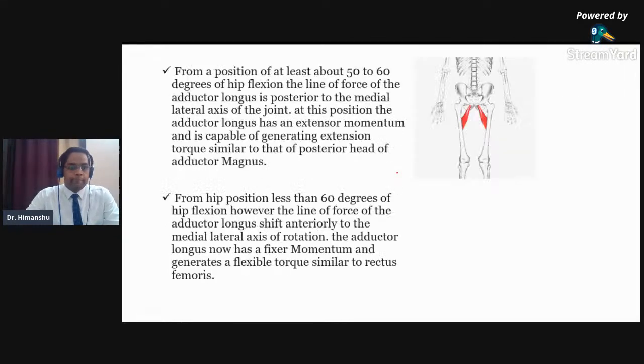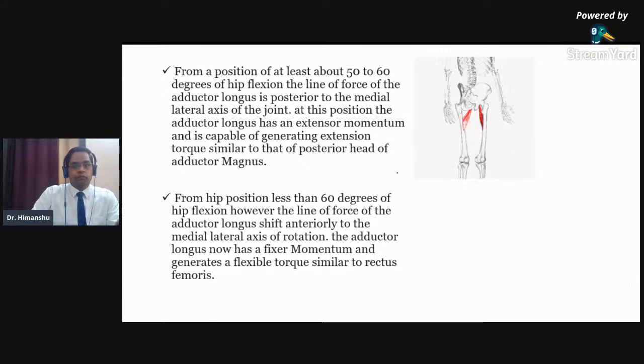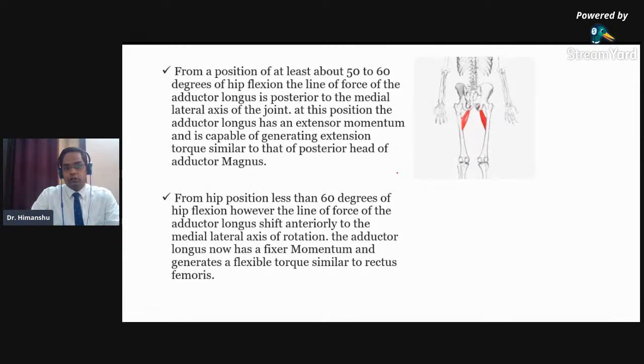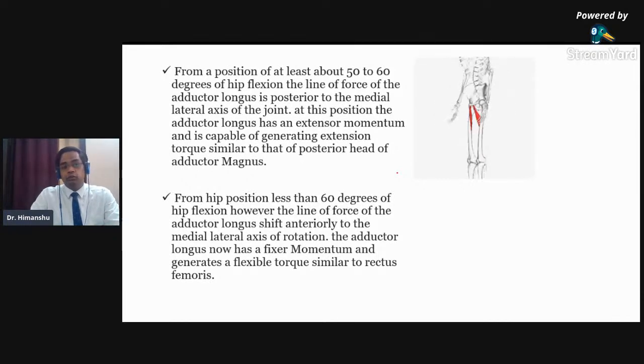All right. Now, from a position of at least 50 to 60 degrees of hip flexion, the line of force of the adductor longus is posterior to the mediolateral axis of the joint. At this position, the adductor longus has an extensor moment. So adductor longus also has an extensor moment over here.